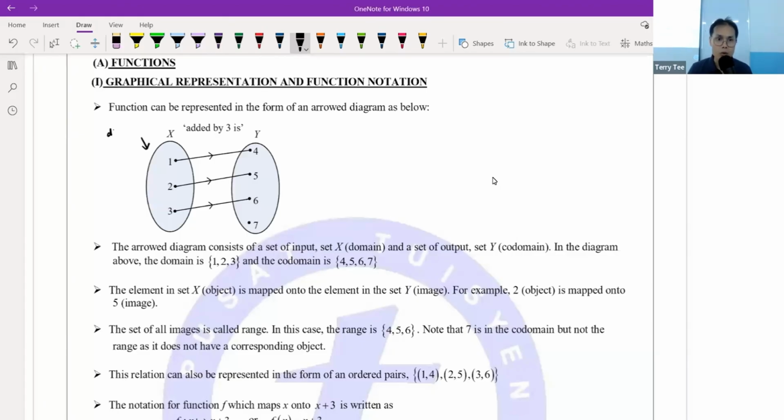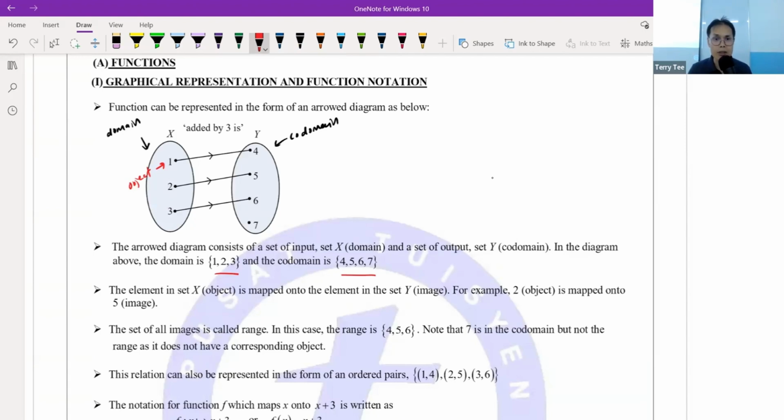So the very basic stuff for arrow diagram is that normally the first set is called the domain. The second set is called the codomain. The individual item is called the object. So I don't have to write that, right? You can see here, my domain is this, 1, 2, 3. My codomain is 4, 5, 6, 7. The individual element here, they are called object, or if it's more than one, we say objects.